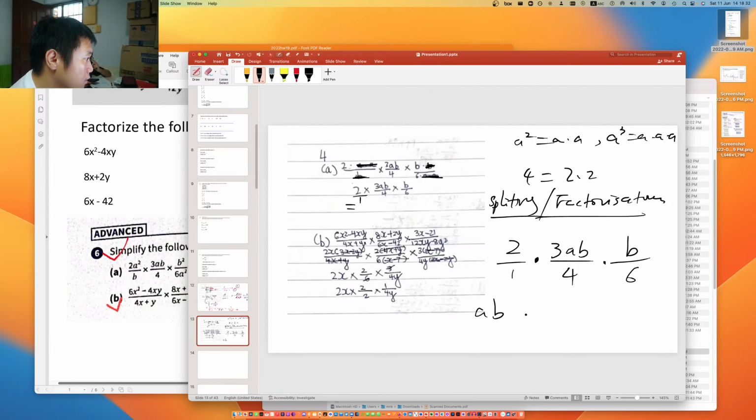AB, AB, over. Okay, good. Let's do it together. So this 4 you can split to 2 times 2, right? Then the 6 you split to 3 times 2, right? Then I see a 2. I see a 3. Then you can use your technology to cancel, right? Then below is 1 times 2 times 2 is 4, right?